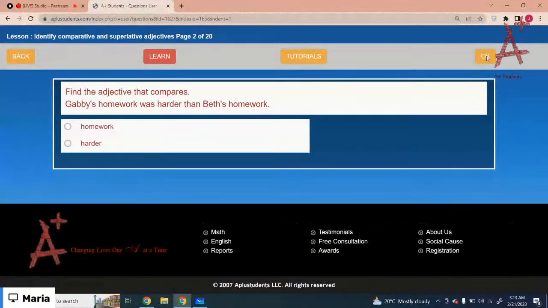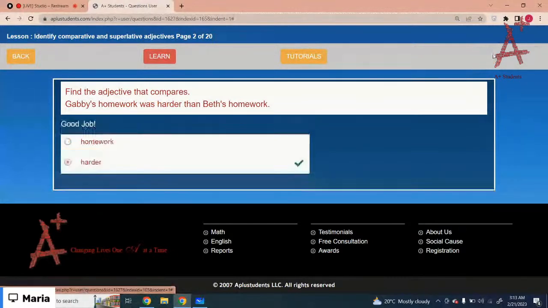Okay, Gabby's homework is harder than Beth's homework. So find the adjective that compares: homework or harder? Which is the correct option? The correct option is harder. Got it? You have it ending with er, so that is the adjective that compares. Got it? Harder is the adjective.